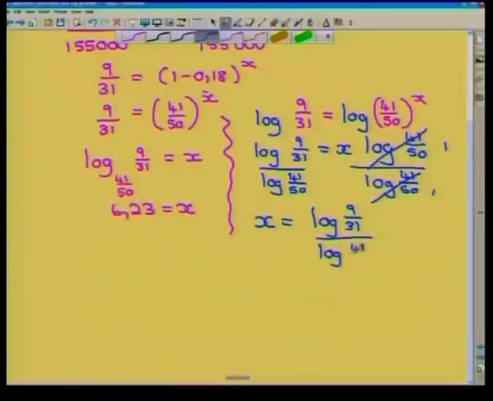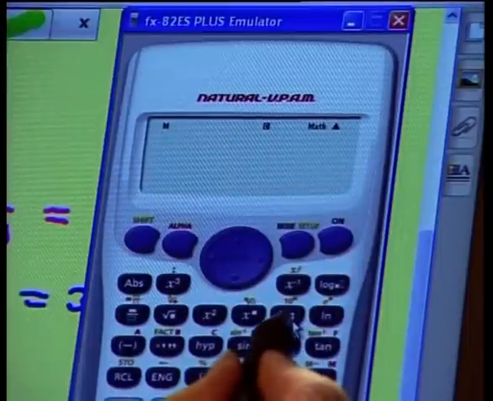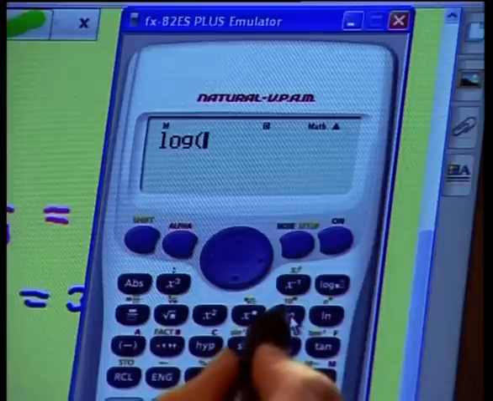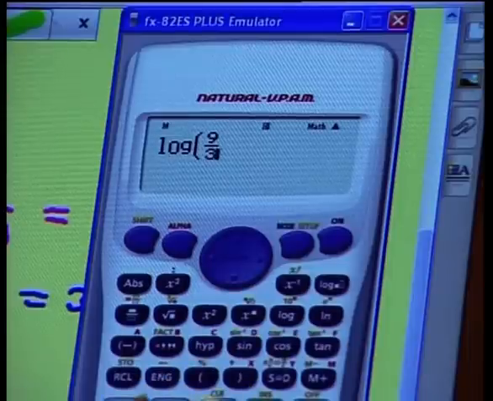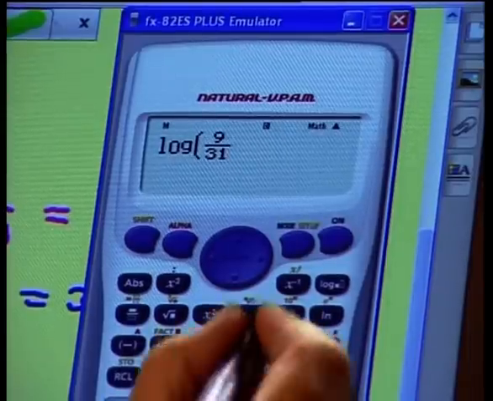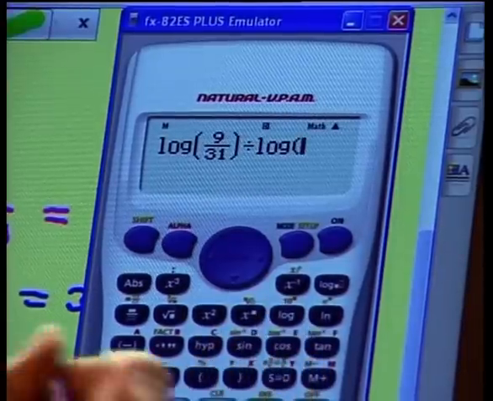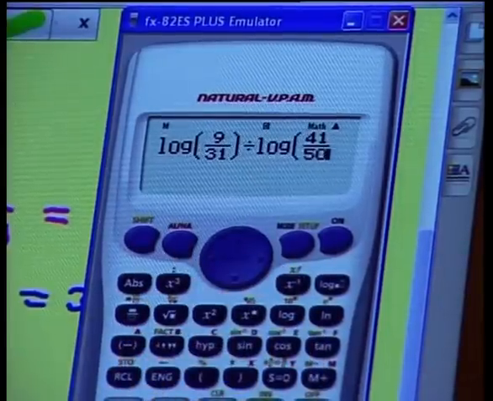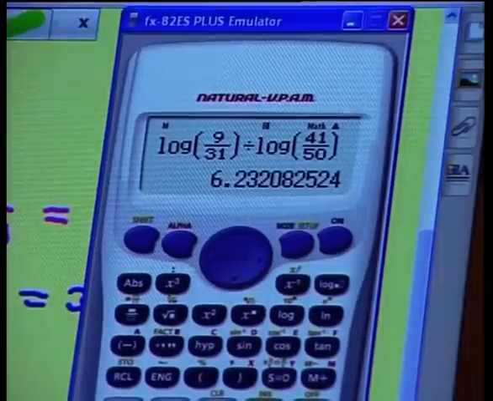Right, it's time to pull up the calculator again, and you'll see that it's just different which key I use on the calculator. To do this, I'm going to use this normal log button over here, not this one here, because I'm working with base 10. So it's going to be the log of 9 over 31, close my bracket, and then divided by the log of the other one, which is going to be a fraction as well, 41 over 50, close the brackets, press equals, and there you can see we're getting exactly the same answer as this one.